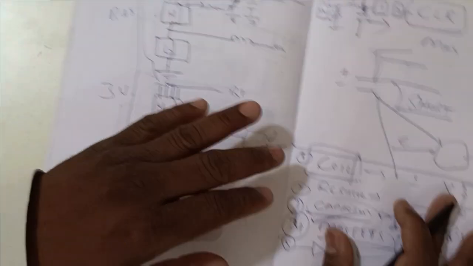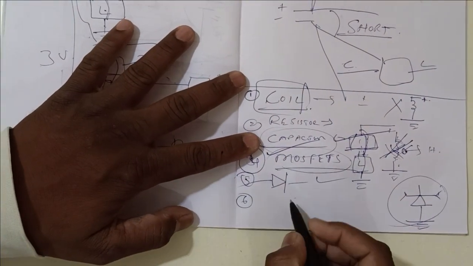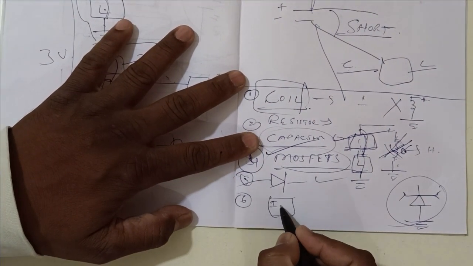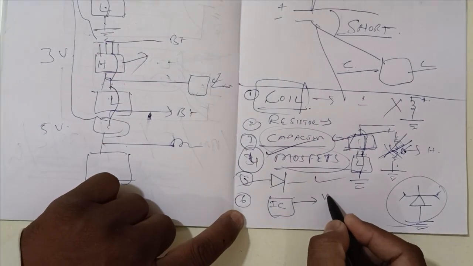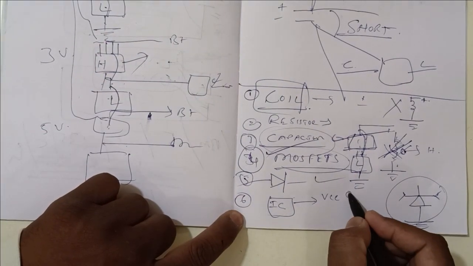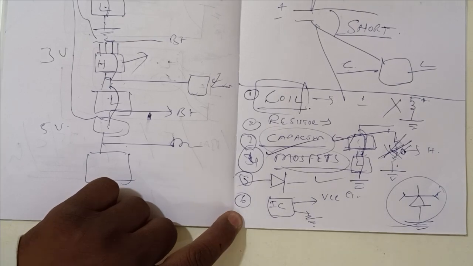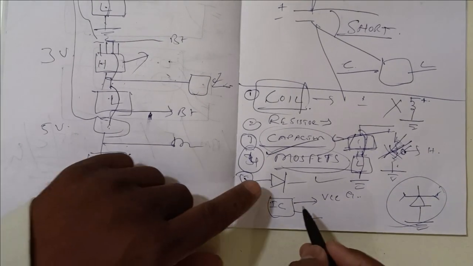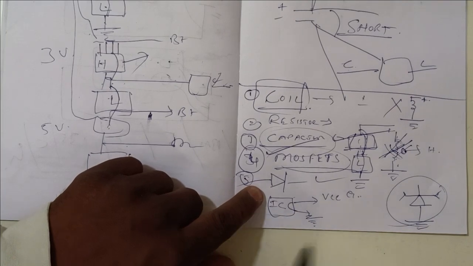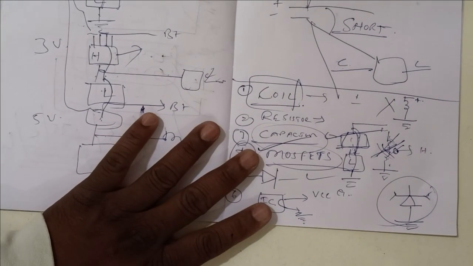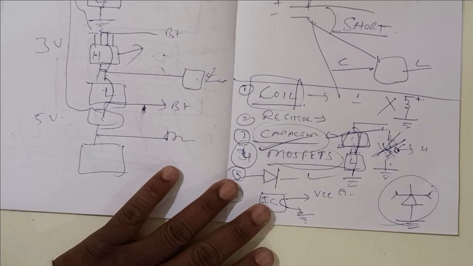Or after that, sixth point is IC. Because for IC, VCC, we will give 19 volts. Okay. And it is connected to the ground also, right? Yes, sir. Ground also. This also is one possibility. In case the IC internally has short, then we have to replace the IC only. We have to replace the IC.